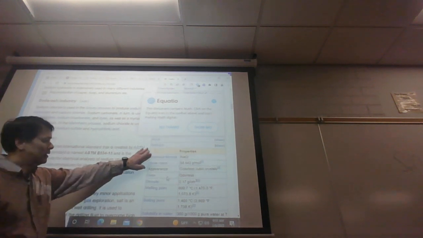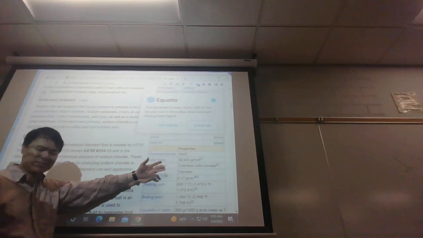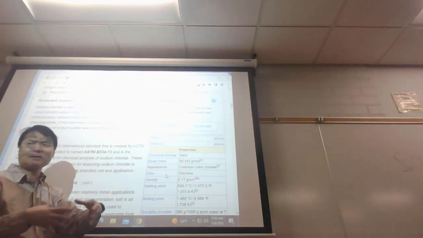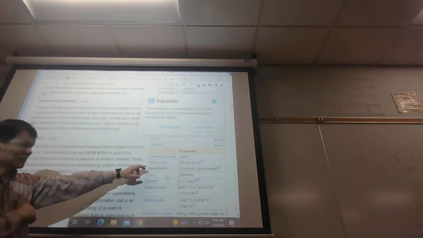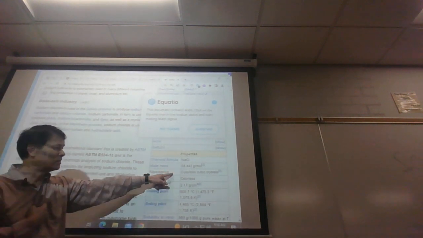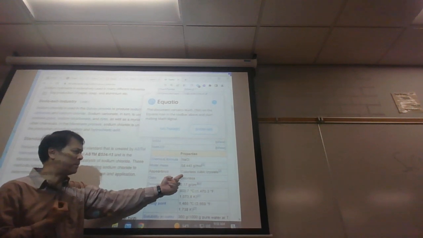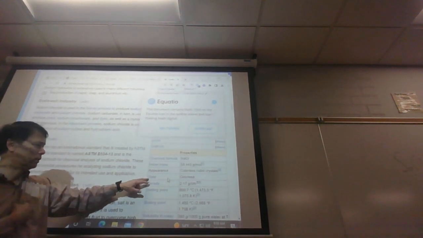But this data is usually pretty good: the properties, the formula, the molar mass. Here, I use Wikipedia a lot for molar masses because I get tired of calculating molar masses, especially for these big, in the homework, sometimes you have these gigantic molecules. They're a pain to calculate the molar mass, so I just look it up. Appearance, colorless. When you look at the single crystal, it's colorless. Otherwise, a lot of people will say it's white, but in reality, you can see right through it.